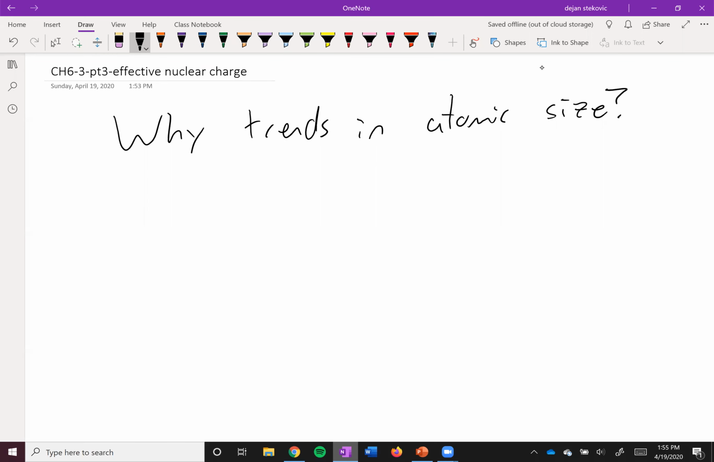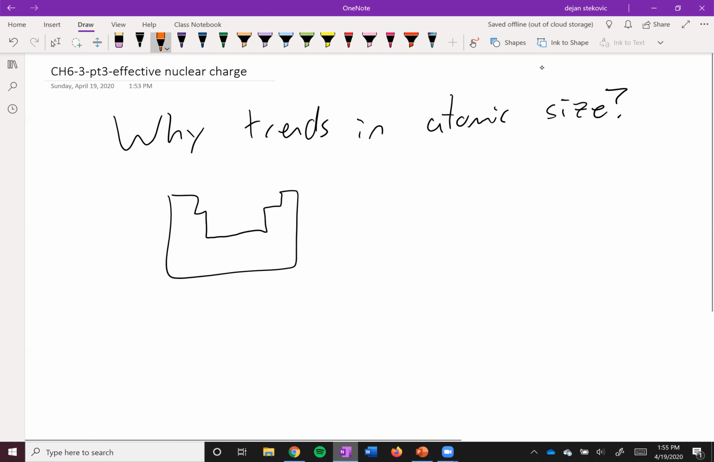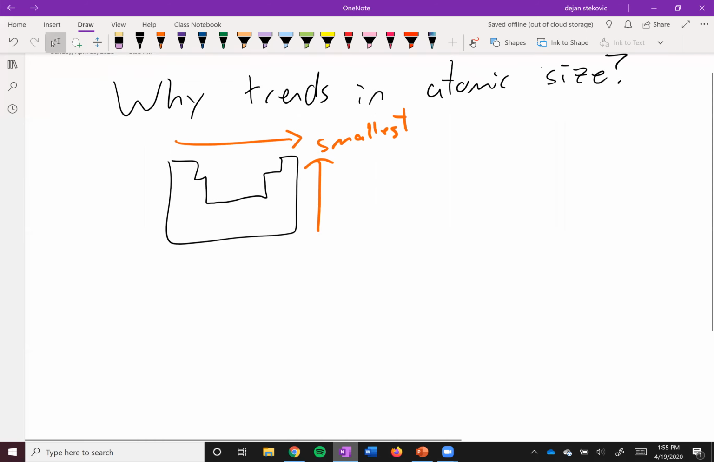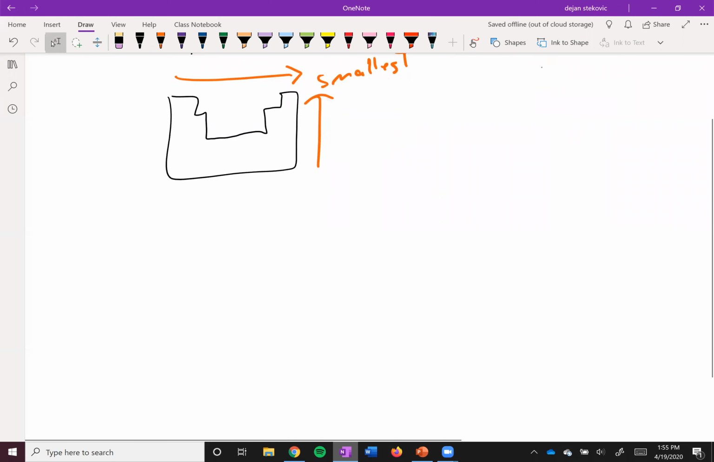All right, let's take a look at why these trends in atomic size exist. So remember our periodic table here. We said that this top right was the smallest. So let's go ahead and take a look at the trends. So we have to take a look at the vertical and the horizontal trends. Let's take a look at the vertical one first.